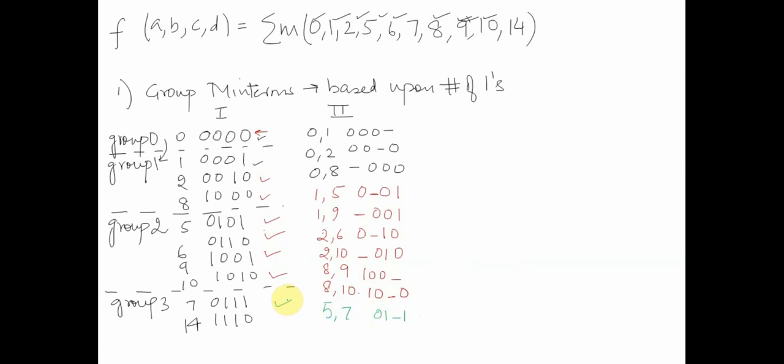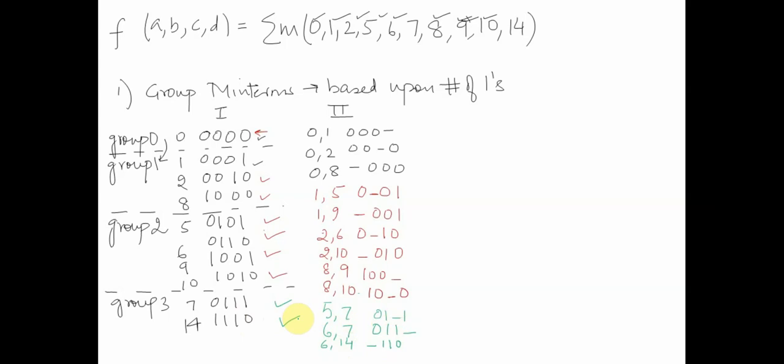Does 5 and 14 make a combination? It does not, because more than one digit is different. How about 6 and 7? It does form a combination, which is 0, 1, 1, hyphen. How about 6 and 14? It again forms a combination, which is nothing but hyphen 110. 14 is also covered, right?